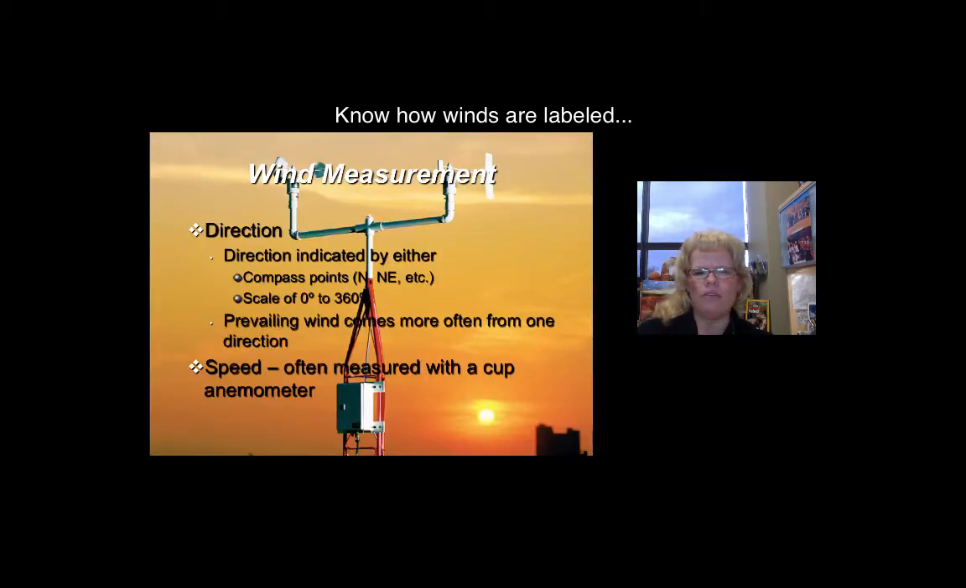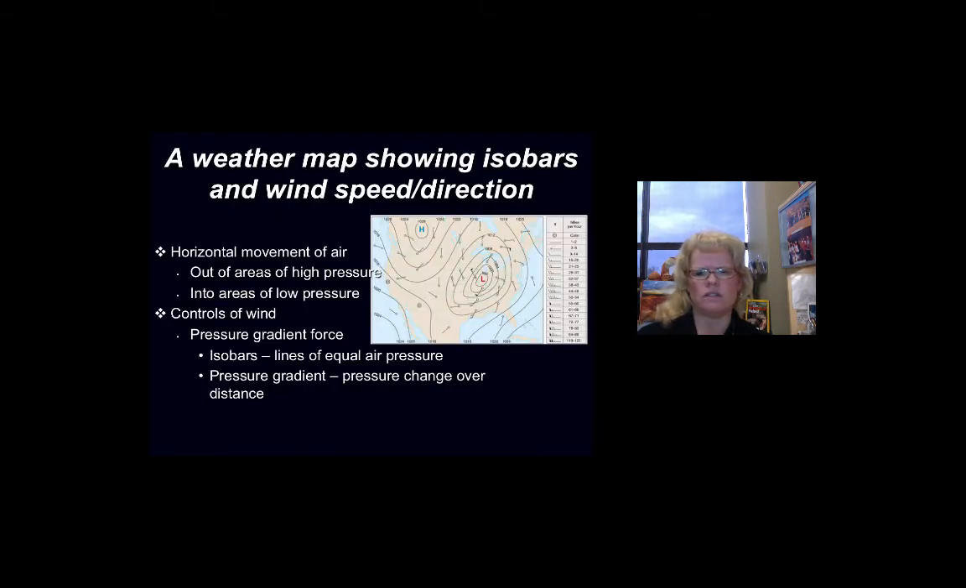We can use a couple of things to help us make wind measurements. We can look at compass points at a scale of 0 degrees to 360 degrees, and we can determine some winds always come pretty much from the same direction. They're called prevailing winds. Speed is measured with the cup anemometer, which is way up here in this section, and we can determine the speed and the direction simply by this type of a tool. You'll usually see one of these things at an airport.